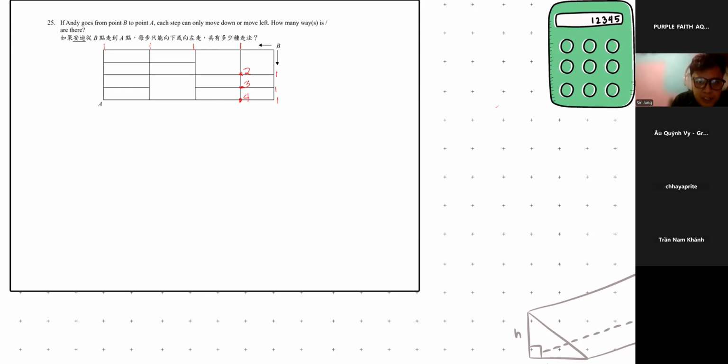Why did we arrive at 3 here? Because you already have 2 here, and then we have an intersection of 2 and 1. So 2 plus 1, that's 3. Again, why did we have 4 here? 3 plus 1, that's 4.